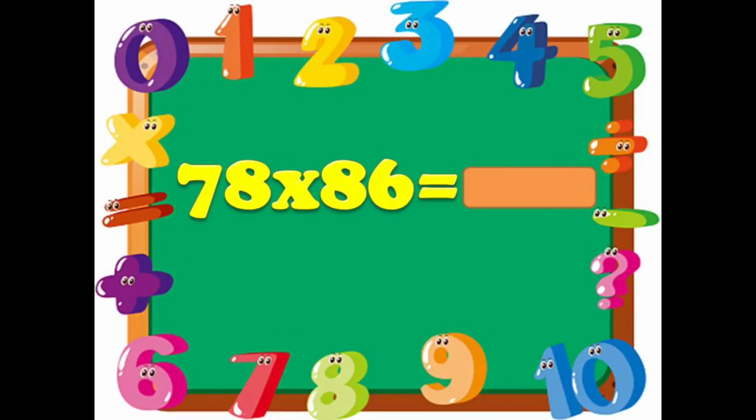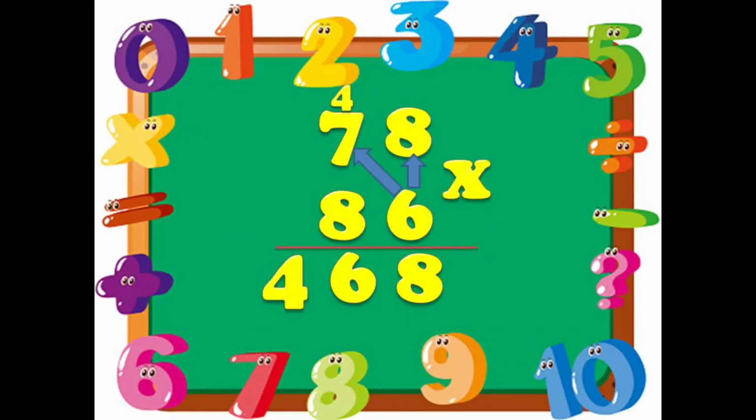Another example, 78 times 86 is equal to blank. Step 1, multiply by ones. 6 times 8 is equal to 48. And then we write 4 on top of 7. Next, 6 times 7 is equal to 42. And then plus 4 is 46.